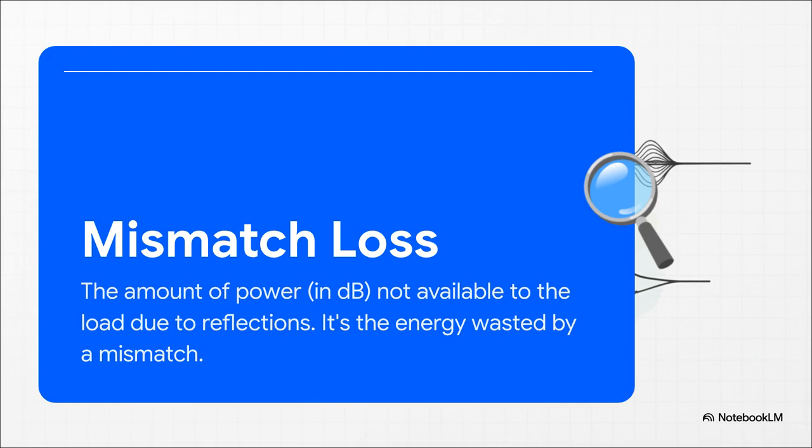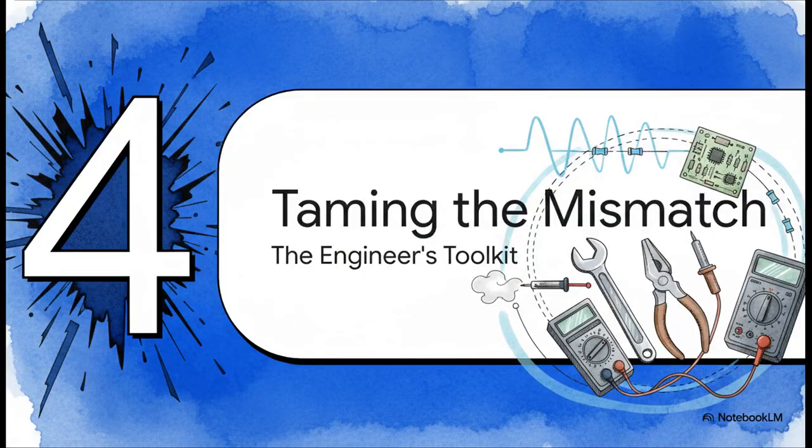Let's just focus on mismatch loss for a second. This is real, measurable power in dB that gets reflected away from your antenna and never gets out into the world. It's energy you're paying for that's just completely wasted. It's a direct hit to your system's performance. So clearly, we can't just let this happen. We have to fix these mismatches. And thankfully, engineers have a pretty well-stocked toolkit for taming this exact problem.